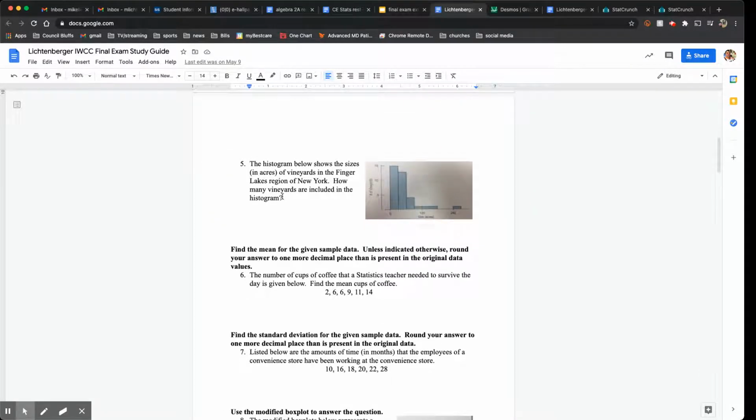Okay, number 5. The histogram below or to the right shows the sizes in acres of vineyards in the Finger Lakes region of New York. How many vineyards are included in the histogram? Let's zoom in a little bit on here.